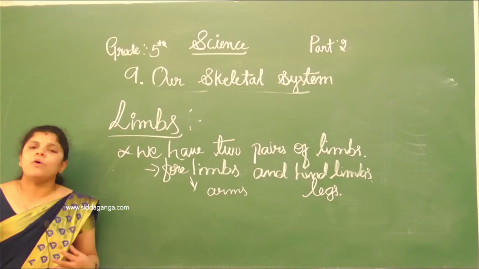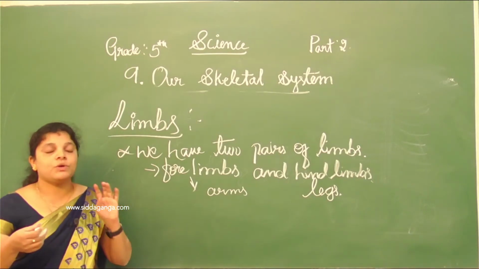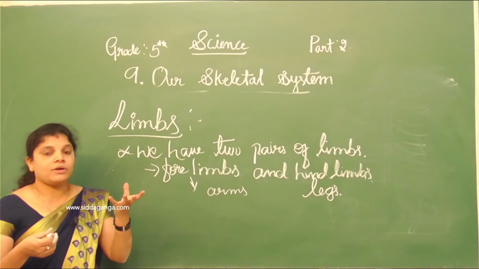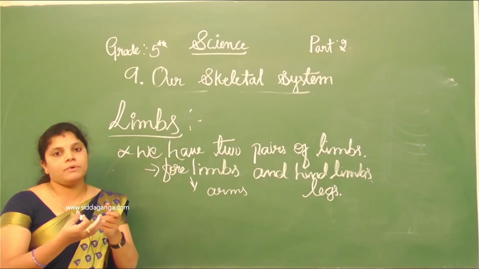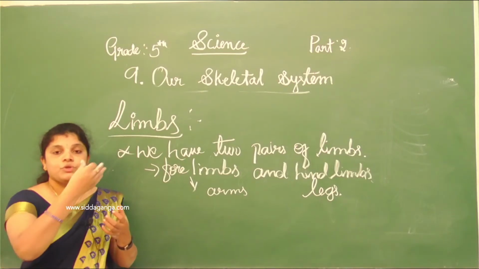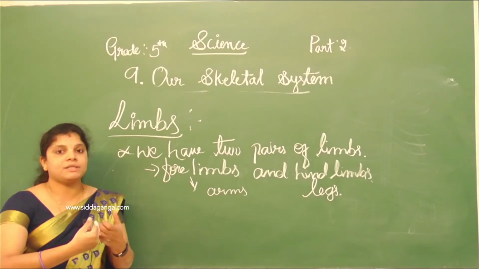See, normally all living organisms, I mean mammals, have four limbs. So all mammals have four limbs. But see, the animals use their four limbs for walking purpose. So the front ones we call forelimbs. So the two backward limbs we call hind limbs.